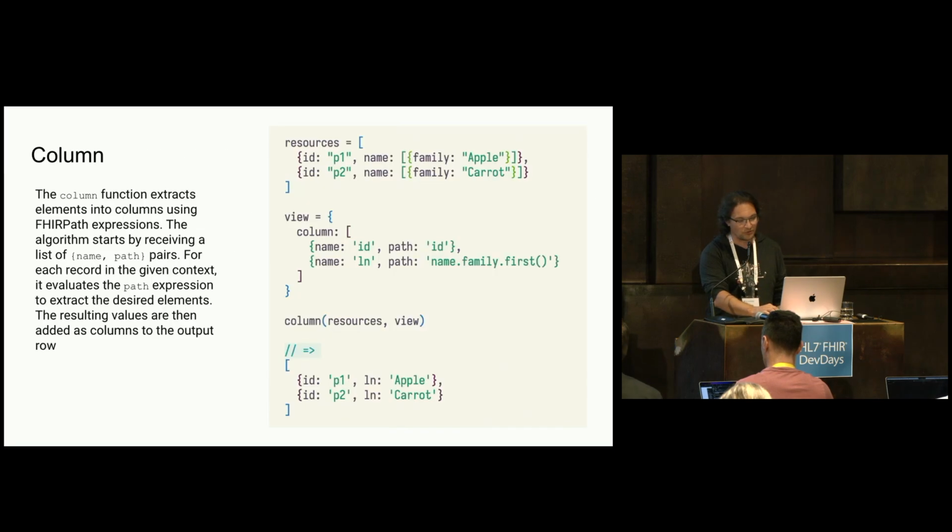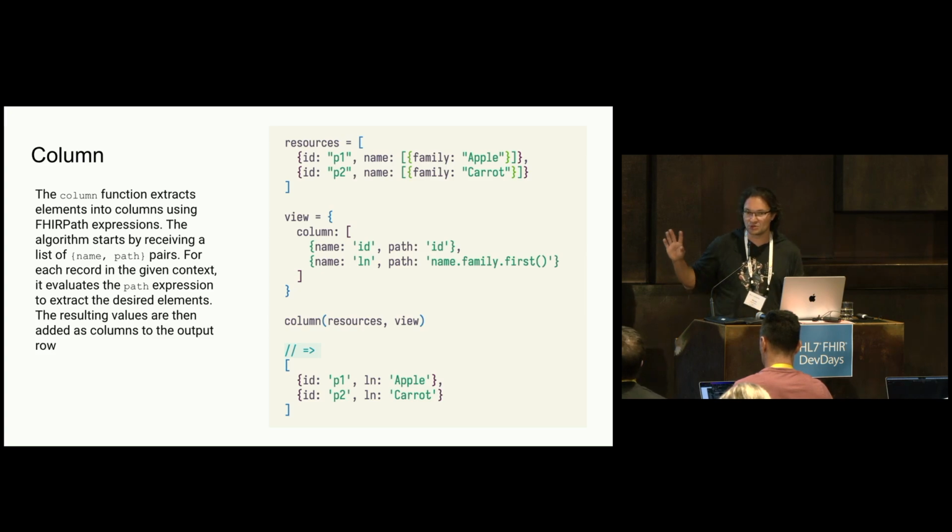But we will follow through all of these functions one by one, just to understand how they work, and it will be useful if you're going to write view definitions as well. If you're going to implement your own engine, it is useful as well. So let's take a look at the column function. It is quite simple. We describe the path, name and expression. And when we run it against resources, we just extract the FHIR path expressions into columns, getting these results. Yeah, so it looks clear.